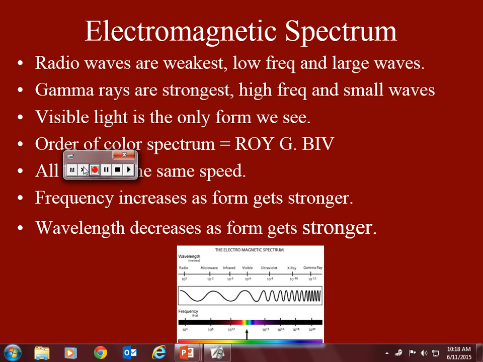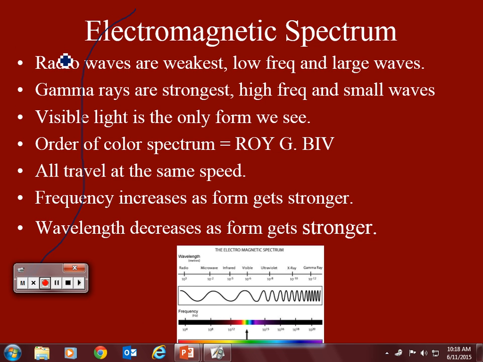The electromagnetic spectrum. The radio waves are the weakest. Look how big the wave is. It's a big wave, it's going very slow, and over here by the gamma ray, they're very tiny waves and they're moving fast. Again, remember, the smaller it is, the more power it has.